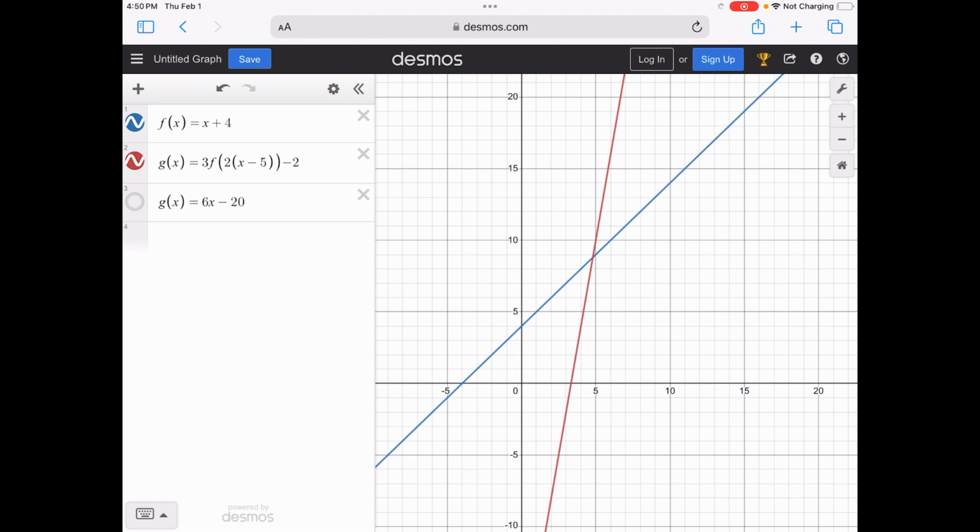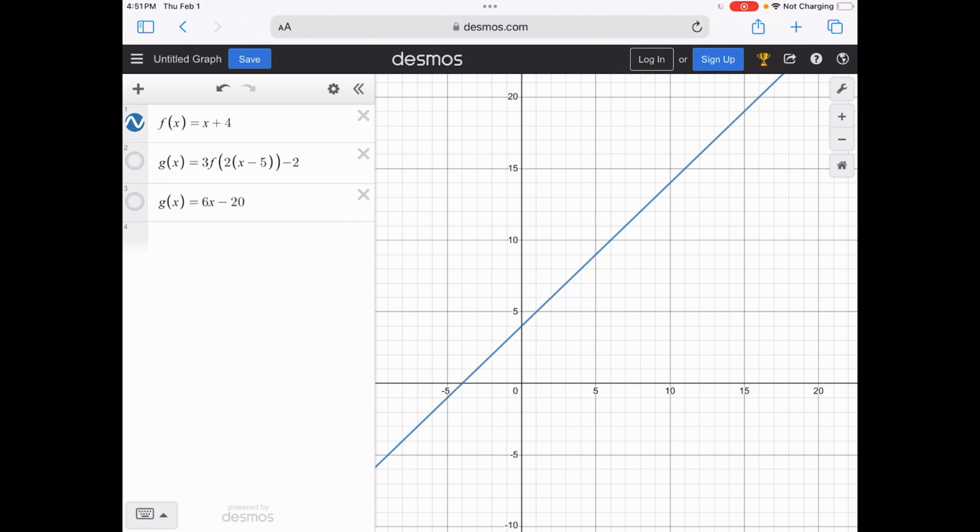Every line has an equation. We found that that line's equation is 6x minus 20, right? If you imagine taking that blue line, stretching it, translating it, you can see how you could eventually bend it to look like that red line there, right? And that red line, again, every line has an equation.